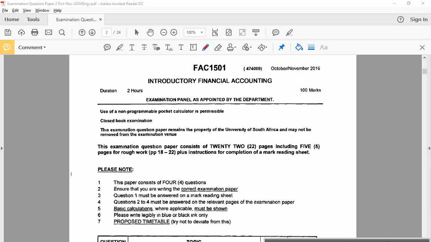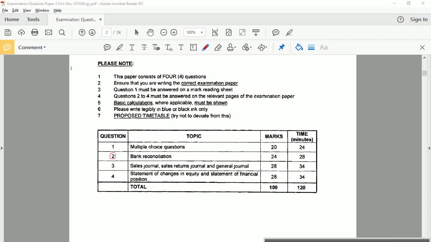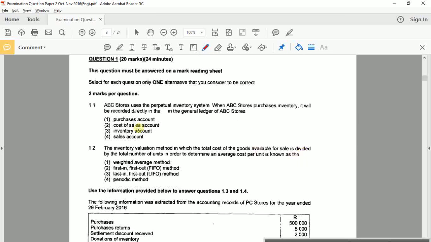October, November 2016, FSC 1501, we're going to continue going through these questions. We've already looked at the bank recon. We now need to look at the multiple choice. Question one, 20%, 24 minutes, you've got multiple choice. The first one, 2 marks per question. So there's going to be 10 questions here.